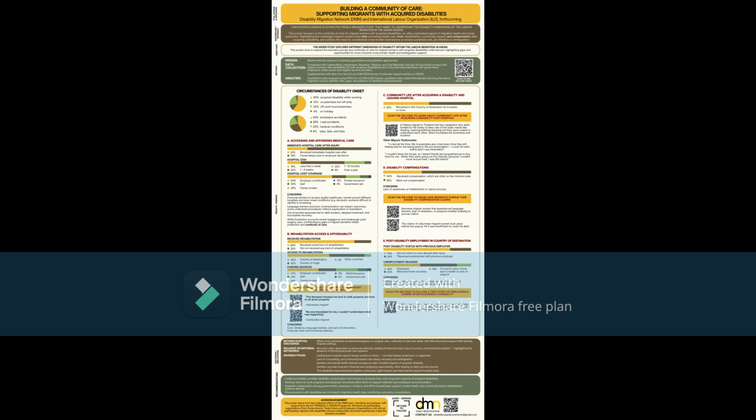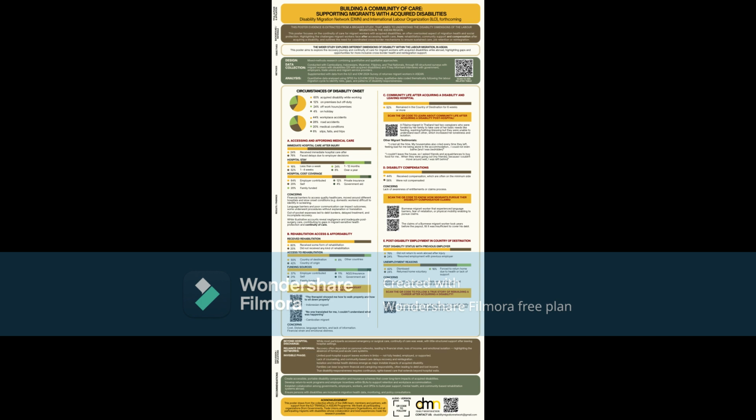The next section is the analysis, which is the bulk of the poster. It is split into 2 columns, first on the left going top to bottom and then on the right going top to bottom. It starts with a pie chart titled Circumstances of Disability Onset. The chart shows 60% acquired disability whilst working, 12% on premises but off duty, 24% off work hours or premises, 4% on holiday. And below that, a second pie chart shows the causes.